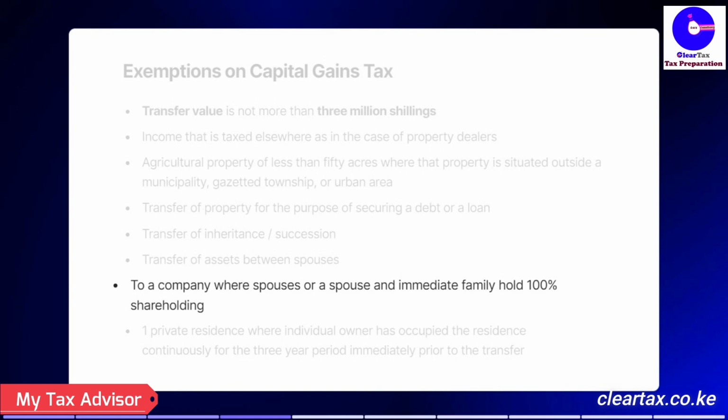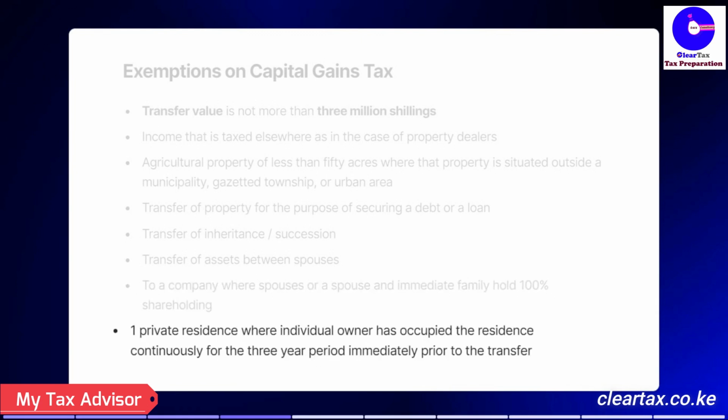The other one is where you transfer property to a company where a spouse, or a spouse and immediate family members, hold 100% shareholding. So essentially, people are fond of moving their property from themselves to their own companies, in a way to protect their assets and shield themselves. A company is a separate legal entity. We live in a litigious environment, so even if you are sued, you will not lose what is in the company. So in a way to protect and shield yourself, the assets that you move to a company that you own 100%, that does not constitute a taxable transfer of property.